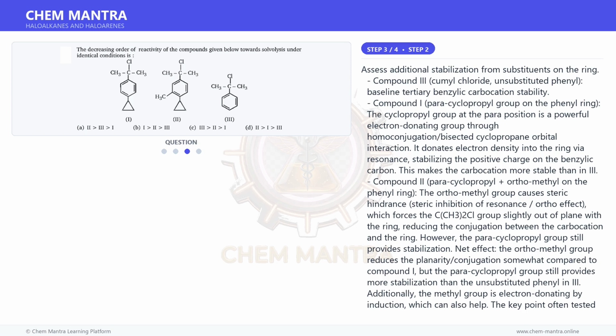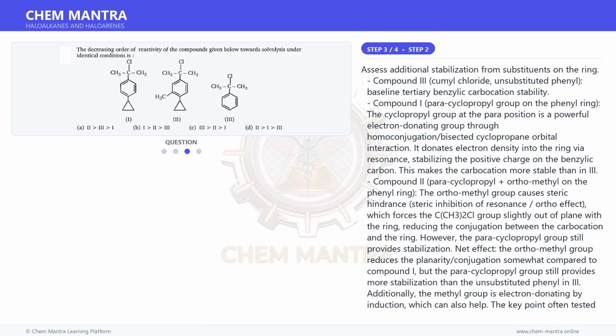Moving on to the next step. Assess additional stabilization from substituents on the ring. Compound 3, cumyl chloride, unsubstituted phenyl, baseline tertiary benzylic carbocation stability. Compound 1, para-cyclopropyl group on the phenyl ring.